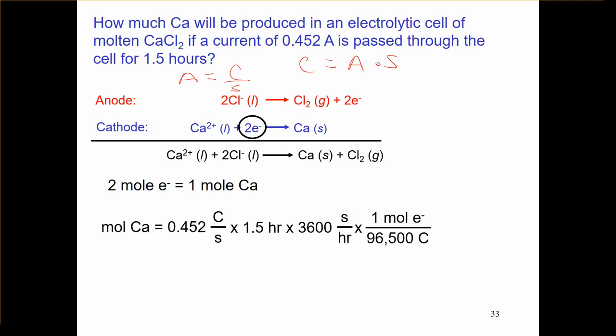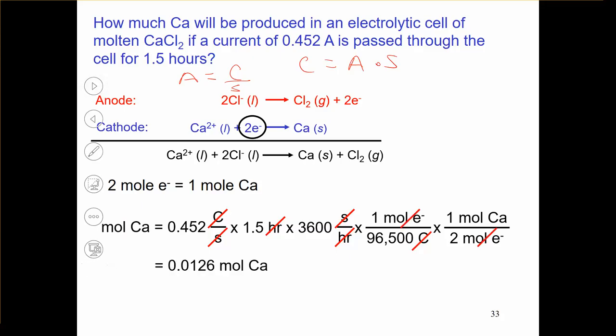Okay, and then we're going to convert it using the Faraday constant. Faraday constant is 96,500 coulombs for every 1 mole of electrons. Okay, now we've converted it to moles. All right. And stoichiometrically, we have 1 mole of calcium for every 2 moles of electrons. I'm sorry, earlier, this is the moles of electrons. We converted to the moles of calcium with that final stoichiometry step here. Two of these for every one of these. And we will get 0.0126 moles of calcium, all right?